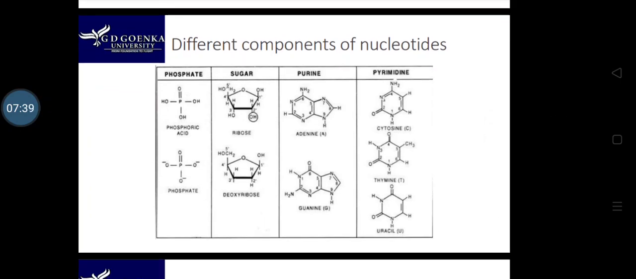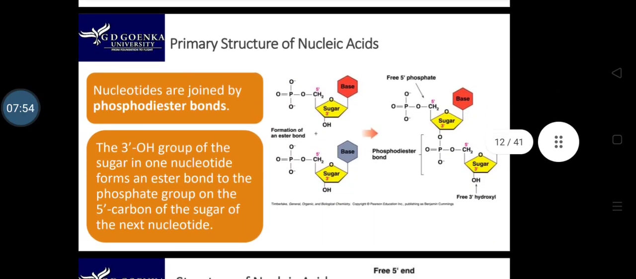So, different components of a nucleotide: we have learned that nucleotides are made up of three basic components, phosphate, sugar, and a nitrogenous base, which can be either a purine or a pyrimidine. This is the primary structure of nucleic acid. Nucleic acids are polymers of nucleotides. Nucleotides are joined together by phosphodiester bonds. Here two nucleotides join and form a phosphodiester bond. The link between two nucleotides is called a phosphodiester bond.